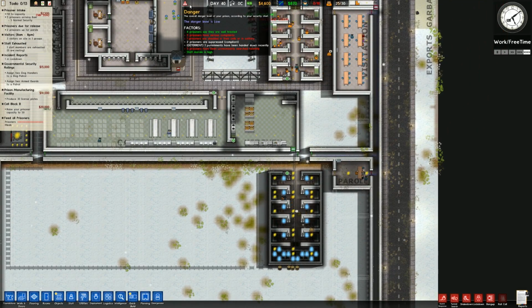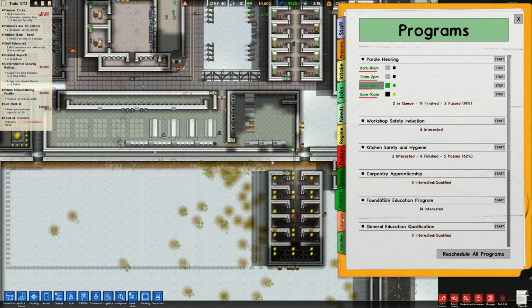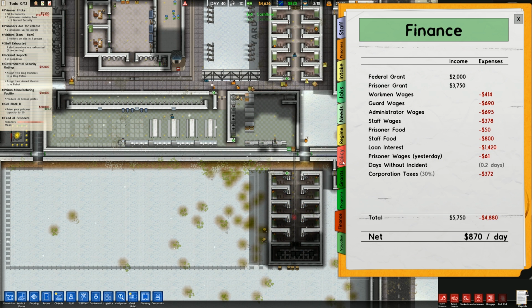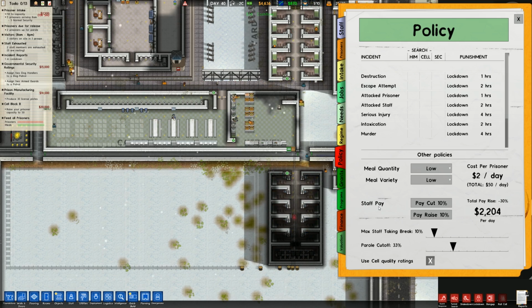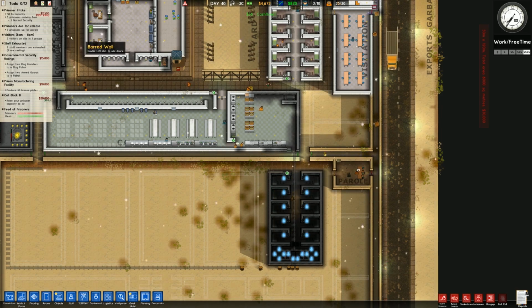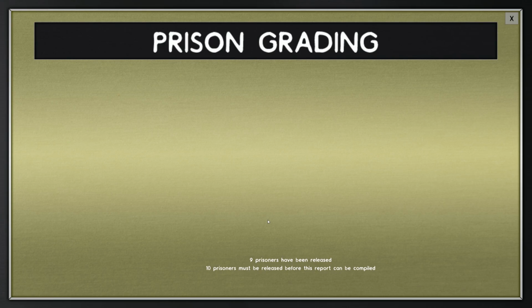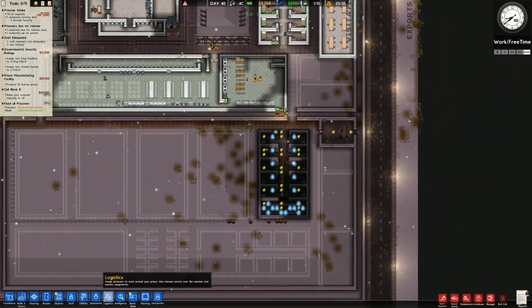Danger level is going down. Staff morale is high, even though we've got a couple of things. Where is it? It is in policy. We have a total of 30% pay cut on the staff. Even though we've done that, it still seems to be working out okay. In terms of prison grading, we've got 9 prisoners released. We need 1 more until we can get the proper rating for that.